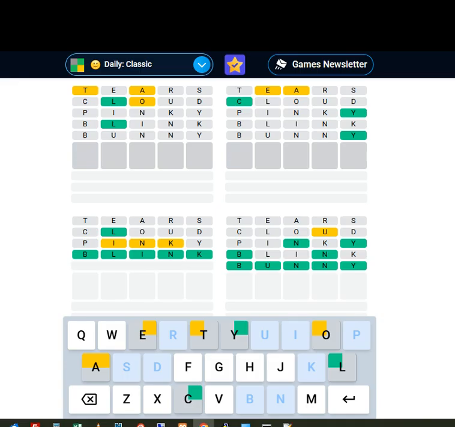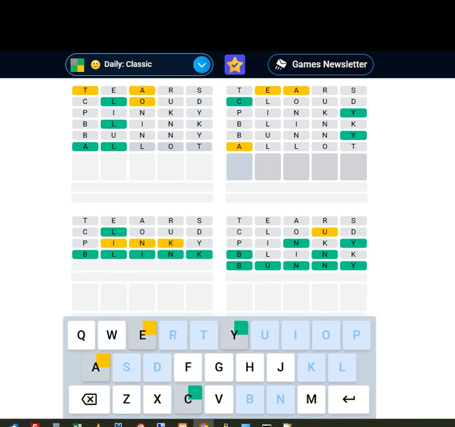So I think I'm going to try the upper left. And I'm going to guess A-L-L-O-T, because I can tell that the A, the O, and the T are in the wrong position. So that's a pretty good guess there. I'm going to hit enter, and I got lucky again. That's the word.